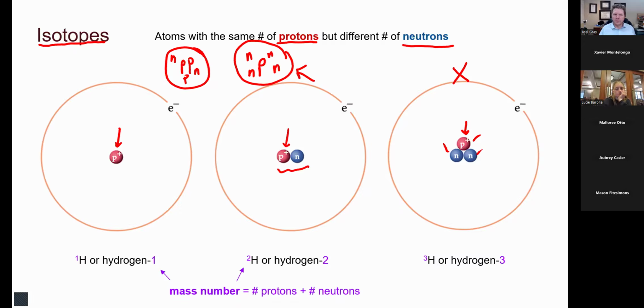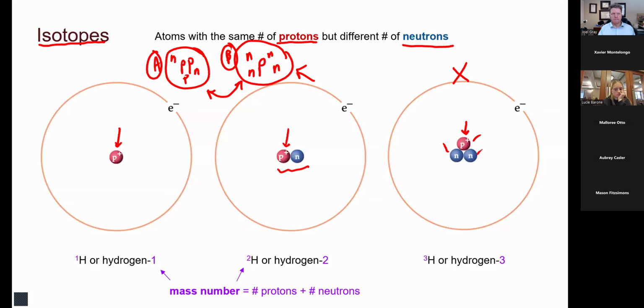Are these two atoms, give me a Y or N, are these two atoms the same atom? Or do they have the same identity? No, they don't. I'm seeing pretty much no's across the board. Great job. The reason they are not is because if we look at atom A versus atom B, atom A has 3 protons, atom B has 1 proton. So they are different because of the number of protons.